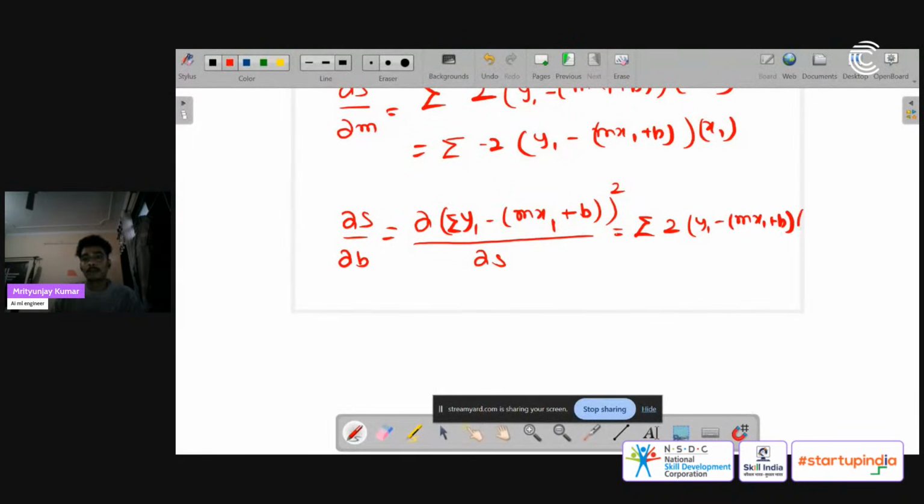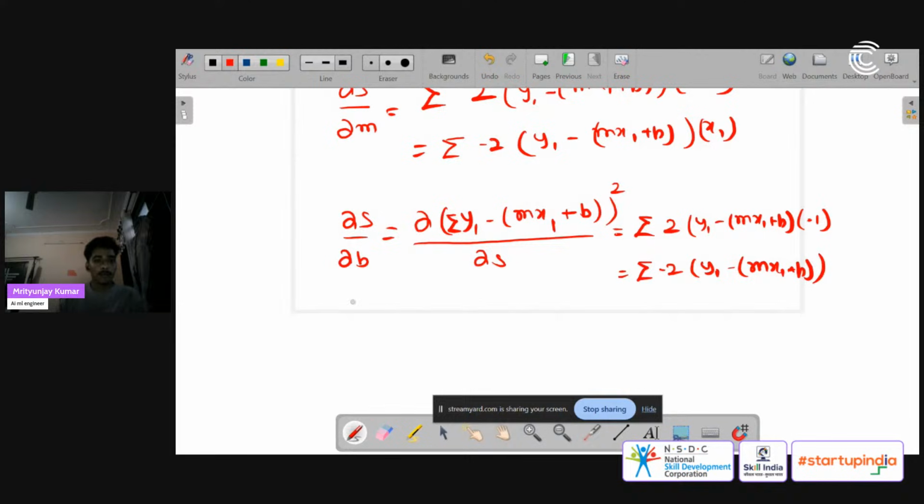Okay, into minus 1. So we can move this minus to the coefficient number, so it will look easy for us, and we get an equation like mx_i plus b. So our final equation for b will become this one. Now our target is to find the slope. So for finding the slope, what we do is make it equal to 0.